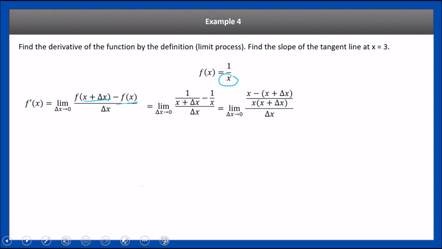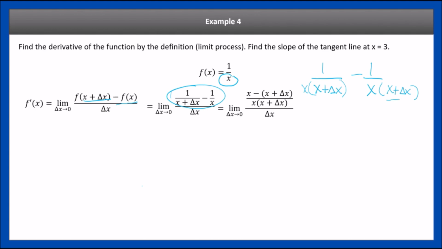And now we're going to need to combine these two fractions, all right? So again, if you want to see how to do that, we can just quickly show you that. If I have these two fractions and I want to combine them, I need a common denominator. So my common denominator is going to be obtained by multiplying these two denominators. So if I multiply these two denominators, I get this, right? And now we have common denominators.